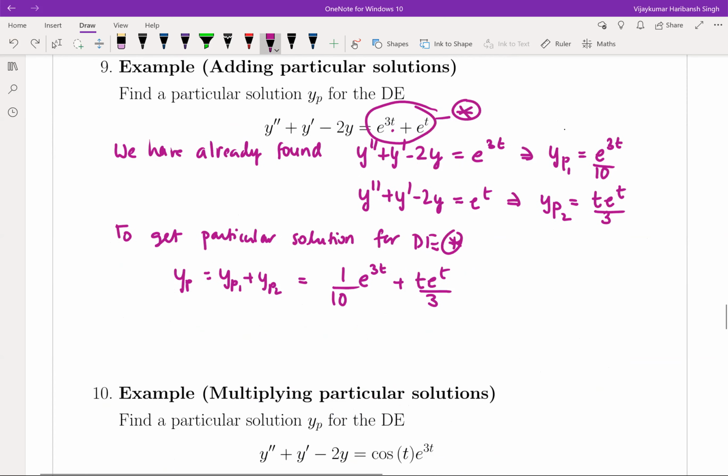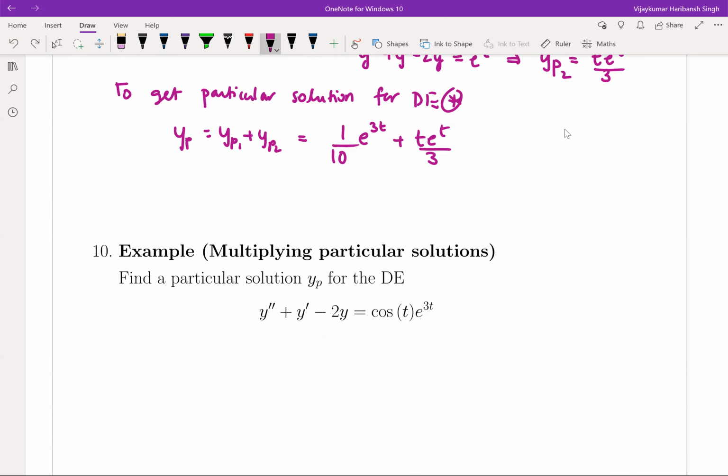Now what if you multiply them? So what if you have cos t times e to the power 3t? What should our particular solution look like in that case?